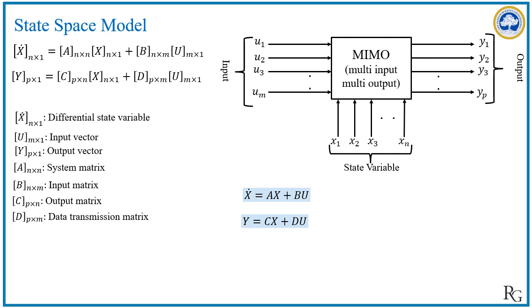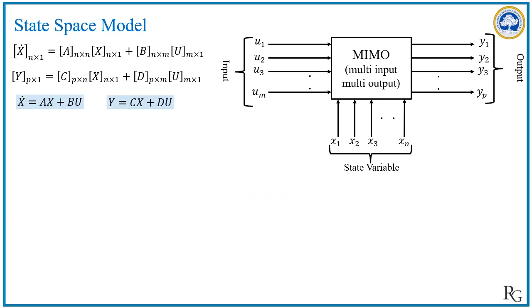One equation is x dot equals Ax plus Bu. In this equation, x dot is the differentiation of the state variables, whereas A is the system matrix with a dimension of n cross n. x is defined as the state variable vector, B is the input matrix of dimension n cross m, and u is the input vector of dimension m cross 1. Similarly, the output vector y is equal to C multiplied by x plus D multiplied by u. All these multiplications are matrix multiplications. C is our output matrix of dimension p cross n, and D is our direct transmission matrix of dimension p cross m.